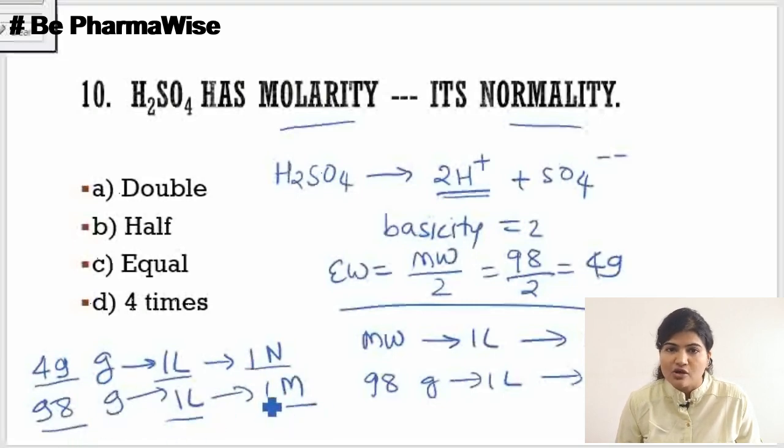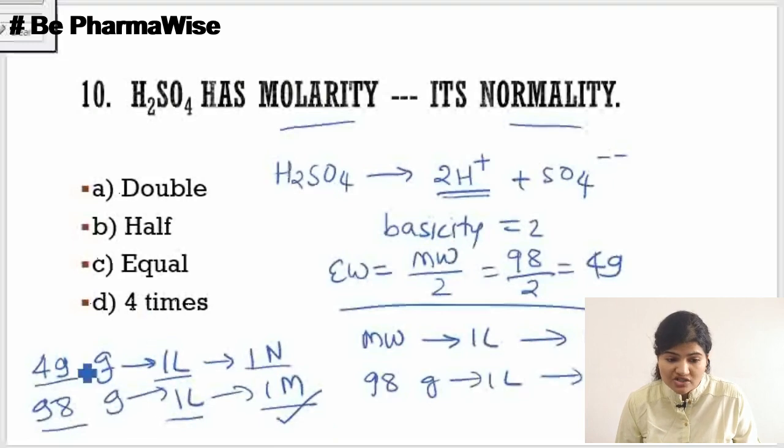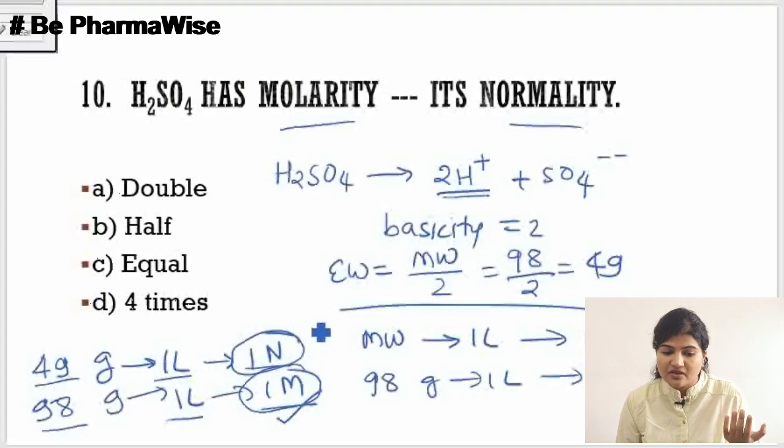Obviously, which one is more concentrated? 1 molar is more concentrated. How much more concentrated? See, 49 into 2 is 98. So the molar solution is double the strength of the normal solution.